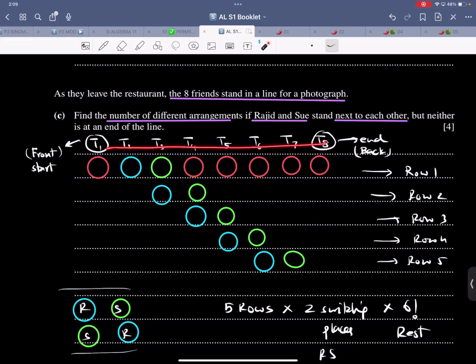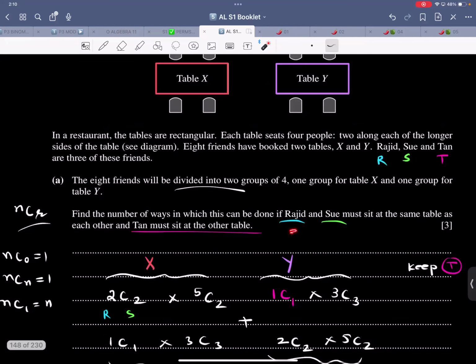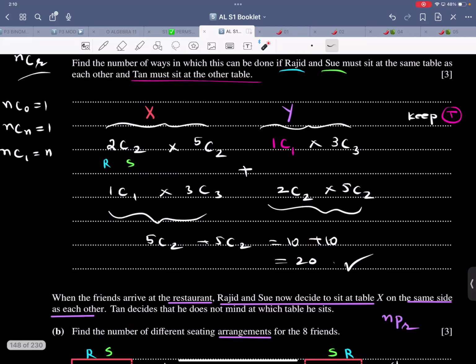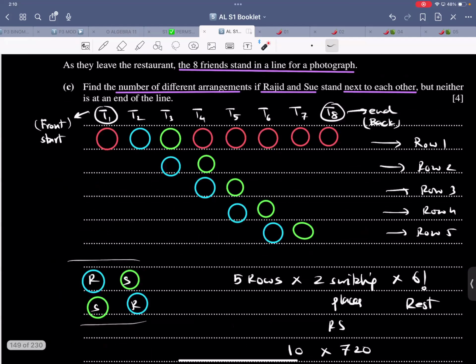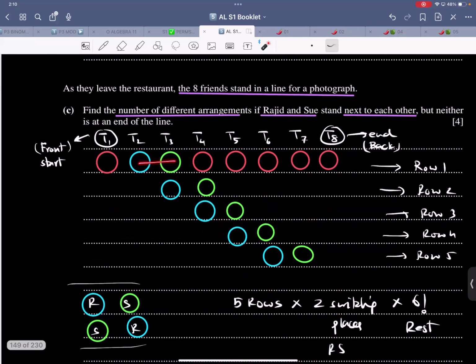I have labeled positions like terms of an arithmetic or geometric progression, T1, T2, T3, all the way till T8. And this is R and S. R is blue, S is green. So this is R in blue over here, S in green. So this is RS, and they are together. So one possibility, other possibility, third possibility, fourth possibility, fifth possibility. This one could not be there.